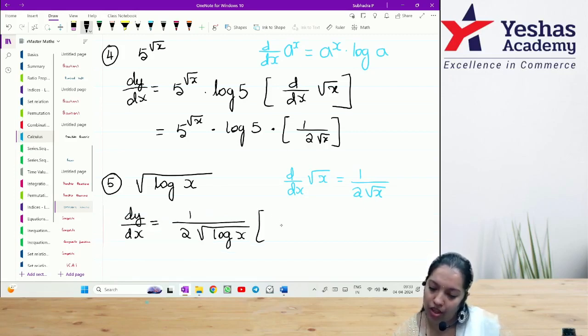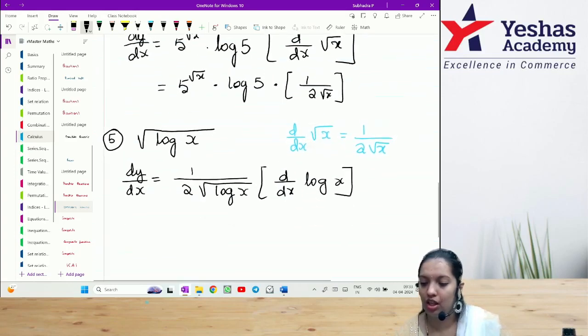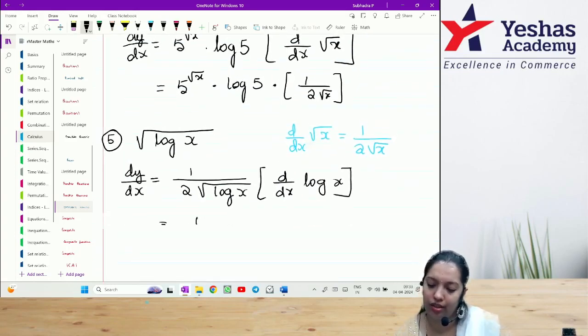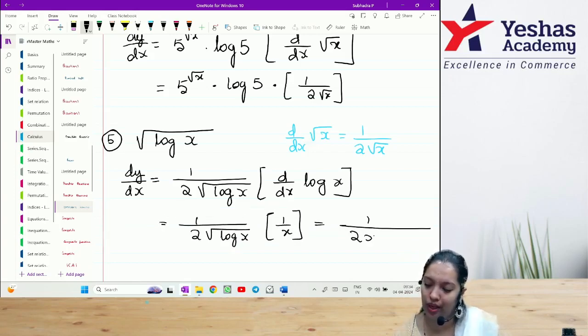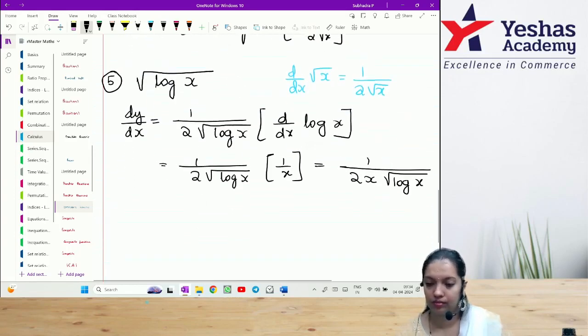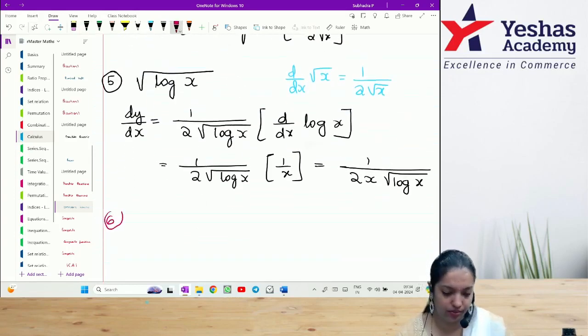But log x is a different function. Let's go inside the square root, to log x. The derivative of log x is 1 divided by x, correct. So this into 1 by x. That's your final answer: 1 divided by 2x root log x. Number 6.